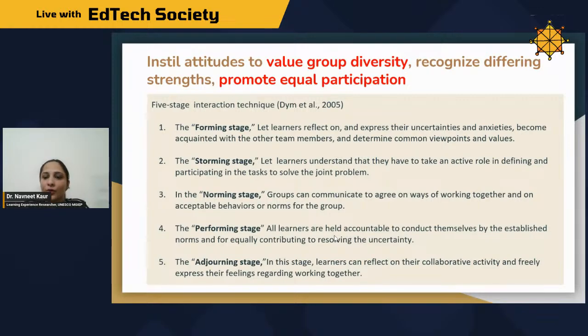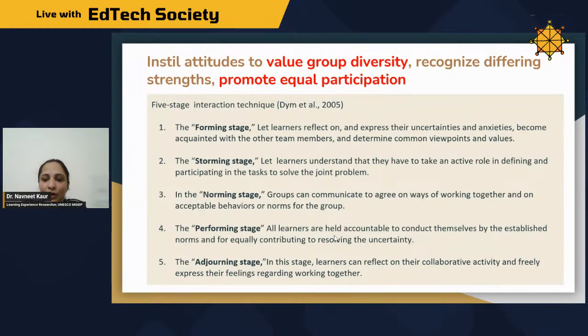Maybe you can have a whole classroom discussion. They can talk about their usual uncertainties and anxieties when they are discussing in a classroom, and students can learn about other team members and determine some common viewpoints and values. The second stage is the storming stage, where you let learners understand that they have to take an active role in defining the objectives, doing the tasks, and participating in the tasks to solve the joint problem. Third is the norming stage, where you let learners communicate so that they agree on ways of working together.